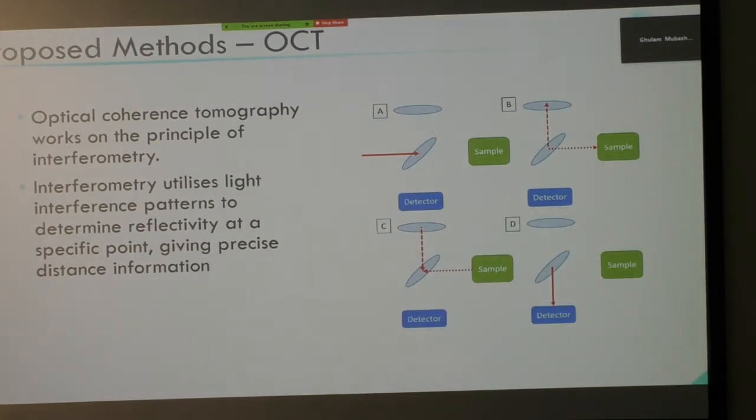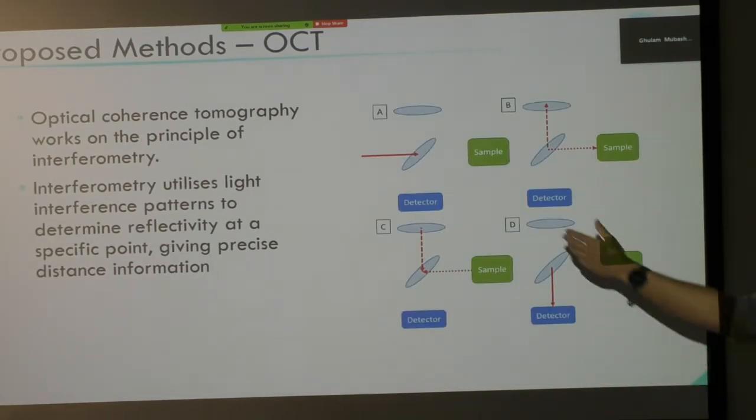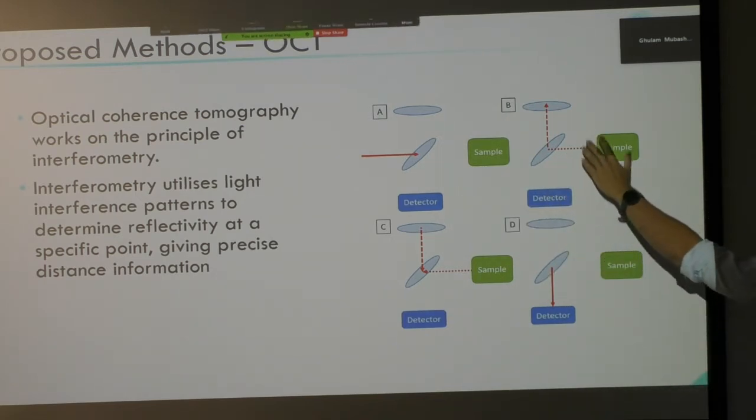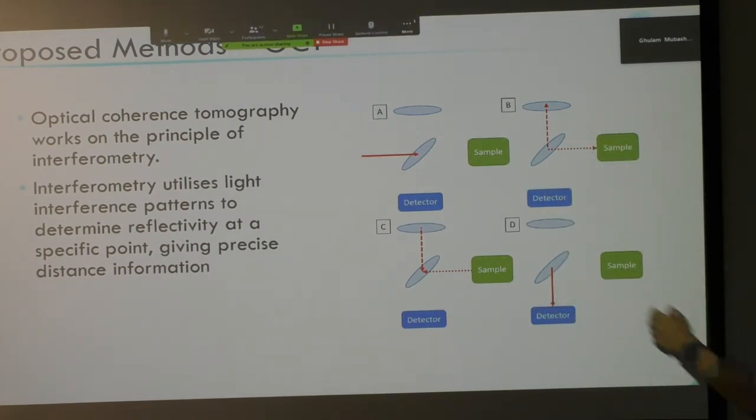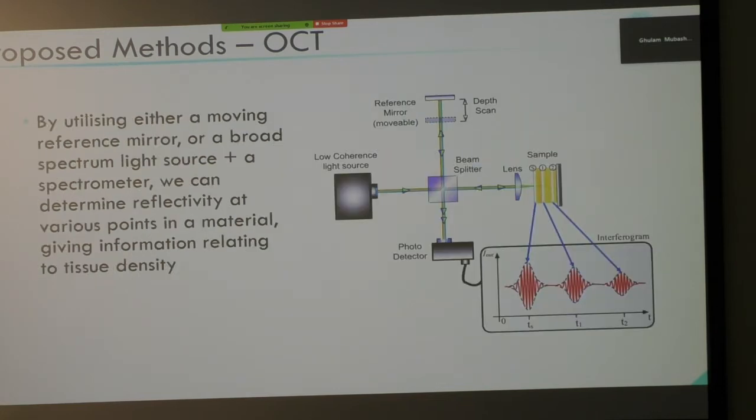One of the proposed methods of tumour assessment was optical coherence tomography, which is based on interferometry, so it works based on the interference of light. So a laser beam goes into a beam splitter, it goes to the sample and the reference arm, and then it's reflected back, and the interference pattern is picked up by a detector, and the signal is at a specific distance. So if we change the length of the reference mirror, or use a broad beam light, so across a range of wavelengths, we can actually probe within the tissue and come up with a 3D image.